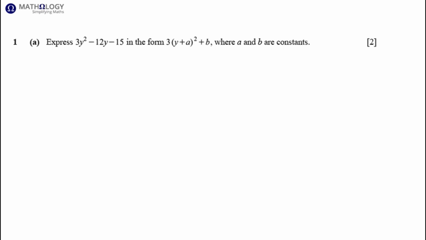Express 3y squared minus 12y minus 15 in the form 3 times (y plus a) all squared plus b, where a and b are constants. Okay, so we've got a quadratic, 3y squared minus 12y minus 15, which is in standard form, and we're required to express it in turning points form. So we'll be completing the square.